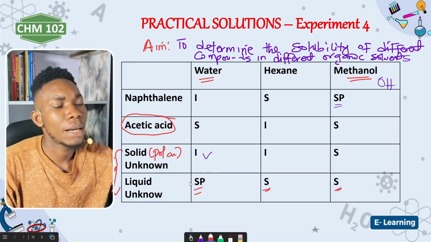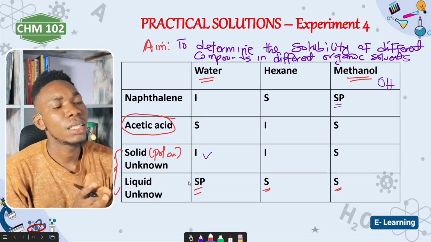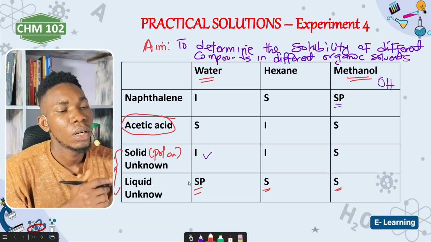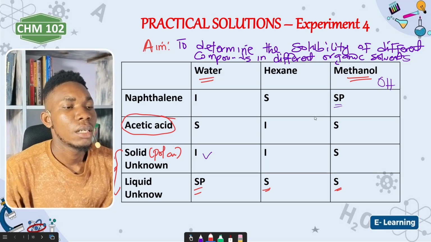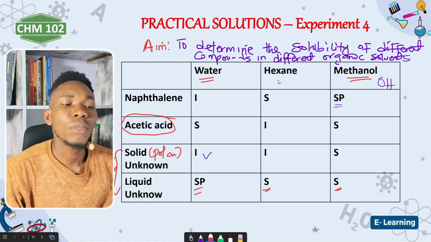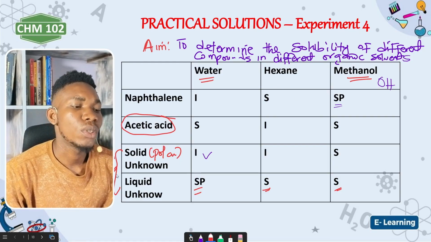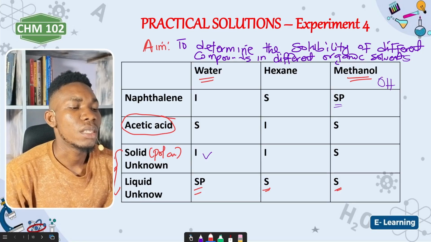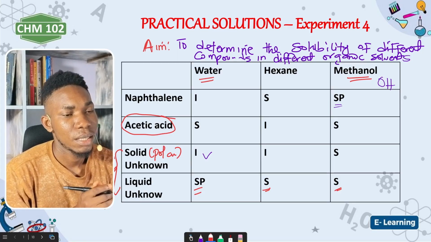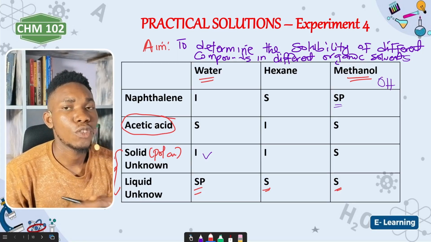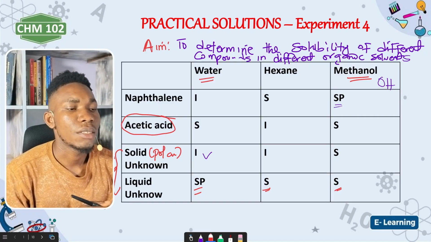Like this one, I would say it's sparingly soluble in water. Sparingly soluble in water means the level of solubility is actually very, very low. Is that okay? But a polar solvent cannot be soluble in hexane at all. So it means that the liquid unknown is a non-polar solvent. Is that understood? So that is what you should do in this first practical.